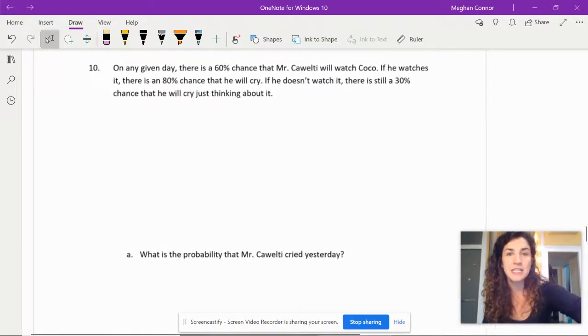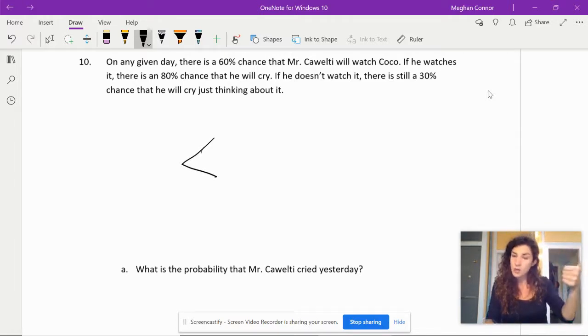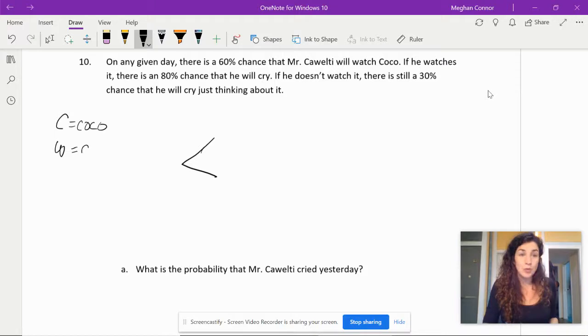On any given day, there's a 60% chance that Mr. Quelty will watch Coco. If he watches it, there's an 80% chance that he will cry. If he does not watch it, there's still a 30% chance he will cry just thinking about it. He's a very sensitive man, Mr. Quelty. So we have the probability he's either going to watch Coco or not watch Coco. The issue is that we have two C things, right? Coco and cry. So I'm going to have C be equal to Coco. So C prime will be not Coco. And then I'm going to have W be equal to cry. W will be weep. So on any given day, there's a 60% chance that Mr. Quelty will watch Coco. So I'm going to either have Coco or not Coco. And then he will either cry or he will not cry for both of them.